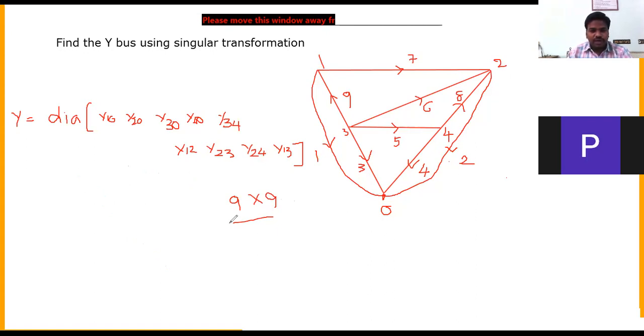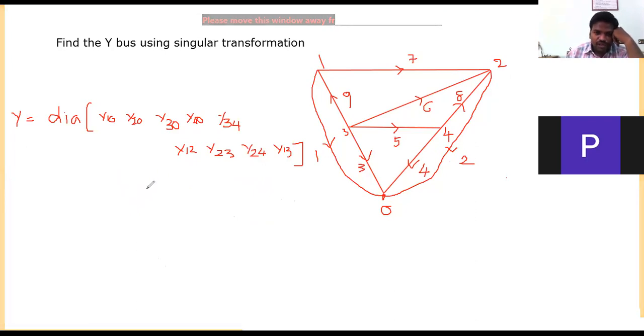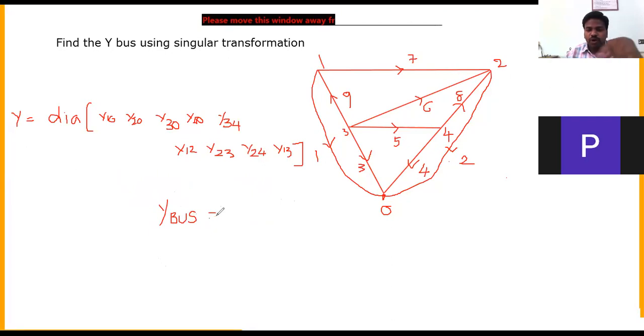So that's all for today, and the remaining we will continue in the next class. So please try to solve this. I will give you the hint also. In order to obtain Y bus using singular transformation, the formula is, first of all, please make a note, the formula is also very, very important. This is very easy to solve, but you need some patience.